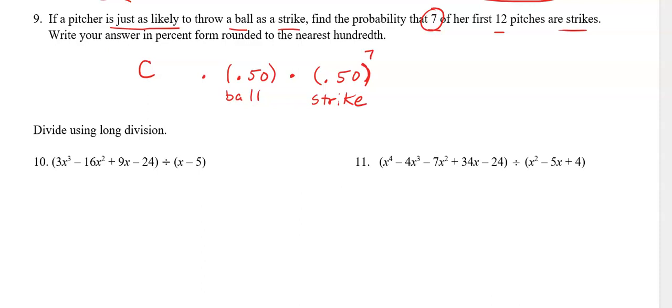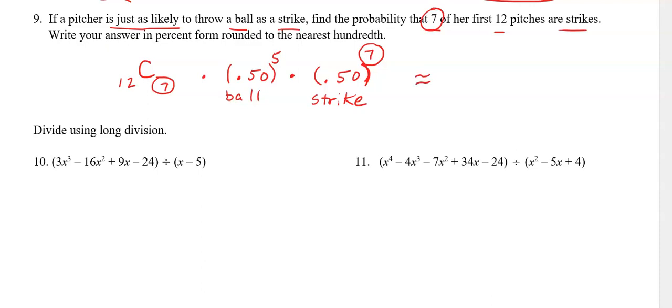If it had said 9 of her first 12 pitches are strikes, I would be raising the strikes probability to the 9th power. Okay, so if I throw 12 pitches and I make 7 of them strikes, then that means 5 of them must have been balls. Okay, so the combination is going to be the total number of pitches, which is 12. And remember what I said about the previous problem, whatever this second exponent is, should be the number that follows C. They should always match.